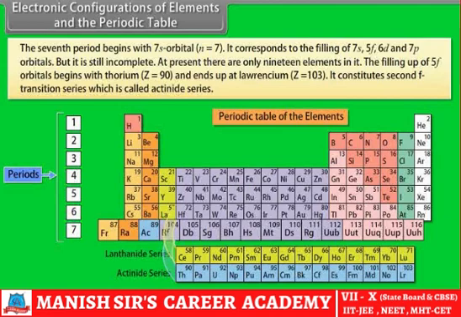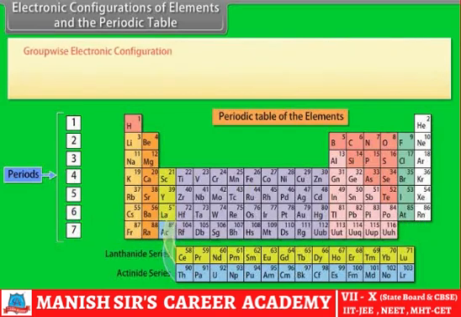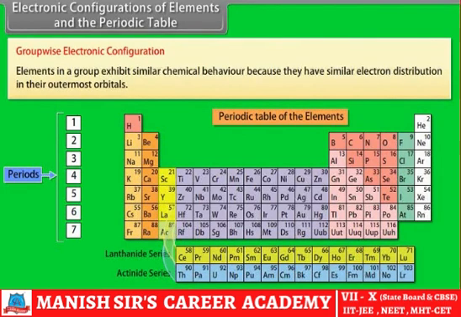The filling up of 5f orbitals begins with thorium, atomic number 90, and ends at lawrencium, atomic number 103. It constitutes the second f transition series, which is called the actinide series. Group-wise electronic configuration: elements in a group exhibit similar chemical behavior because they have similar electron distribution in their outermost orbitals.